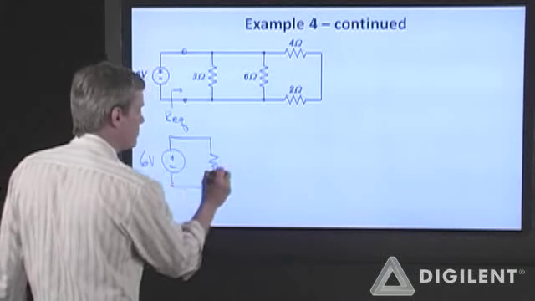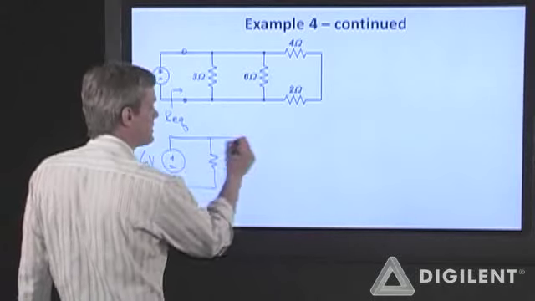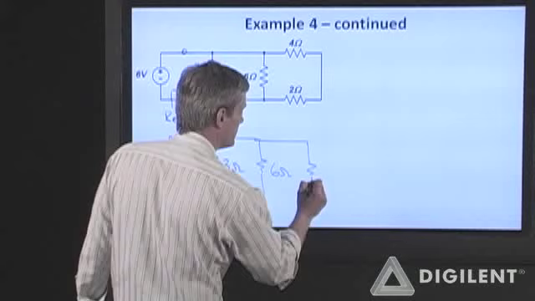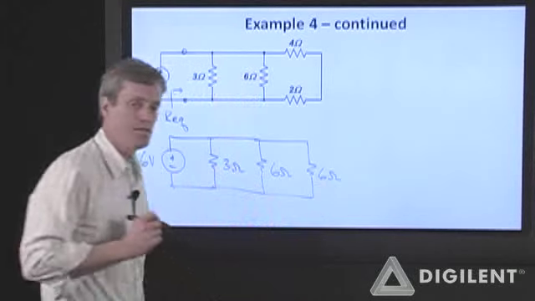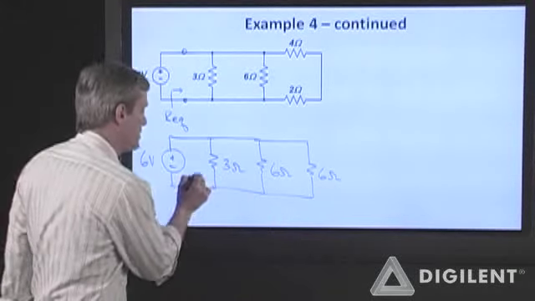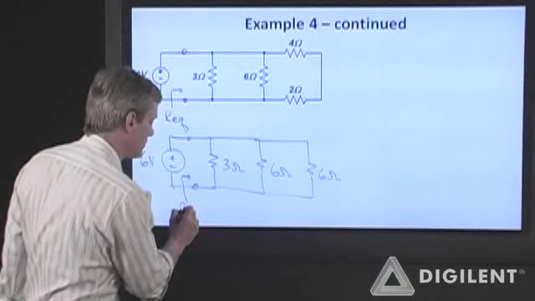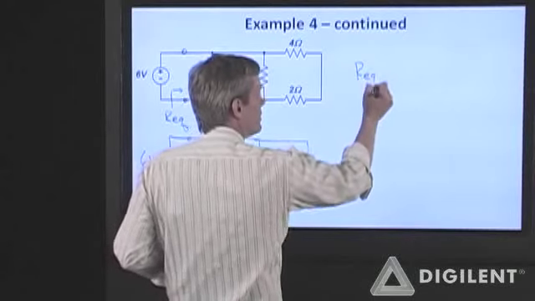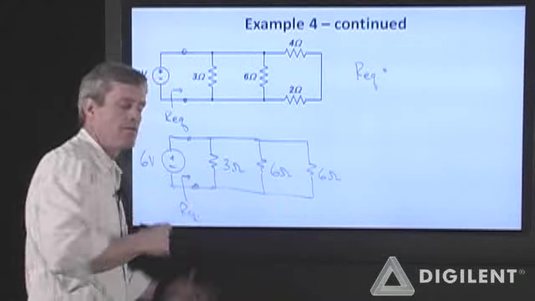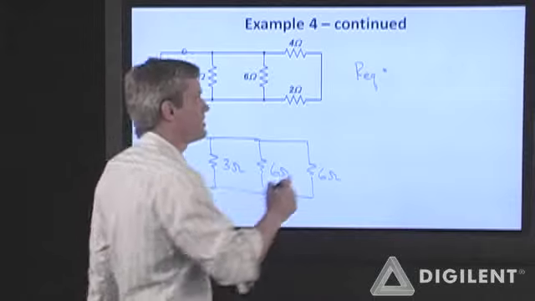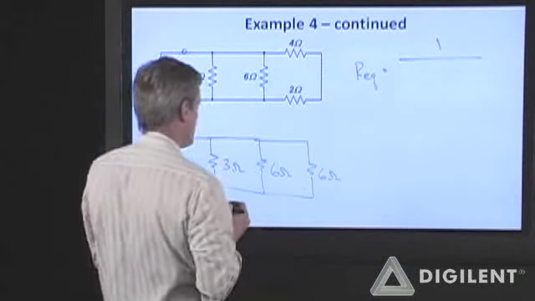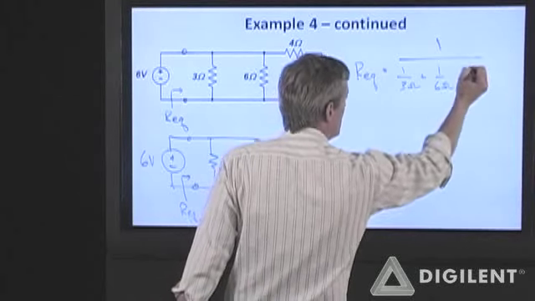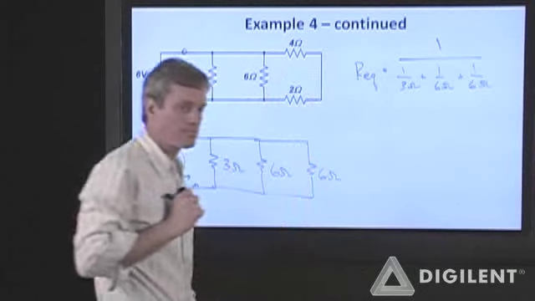So I have a 3 ohm resistor that I haven't touched. I have this 6 ohm resistor that I haven't touched. And I have this equivalent 6 ohm resistance. Now I can determine the equivalent resistance here as follows. Remember, the equivalent resistance of a set of parallel resistors is 1 over the sum of the conductances. So I have 1 over 3 ohms plus 1 over 6 ohms plus 1 over 6 ohms.